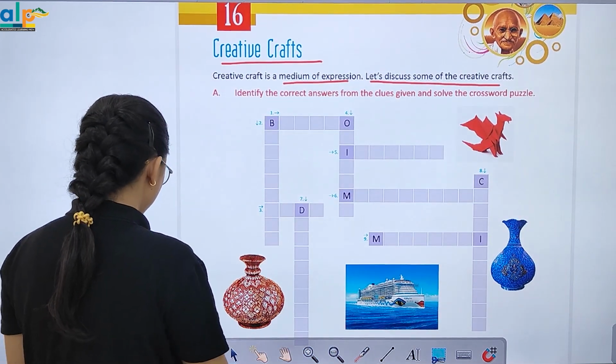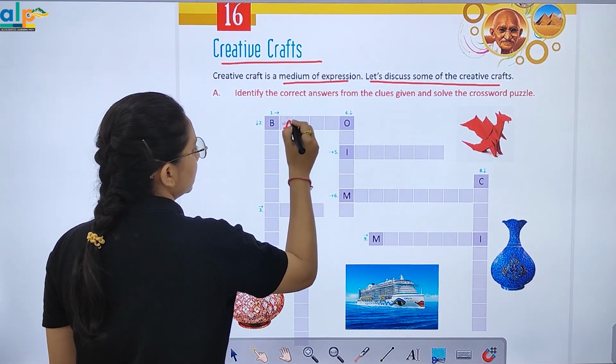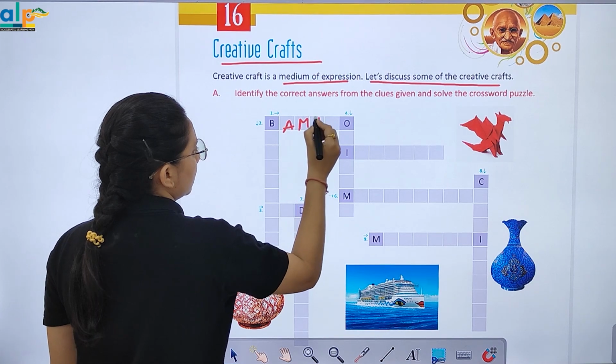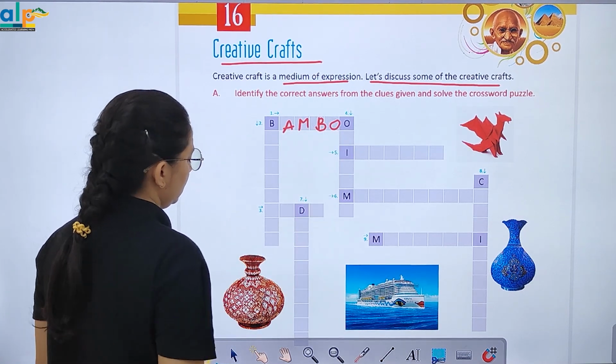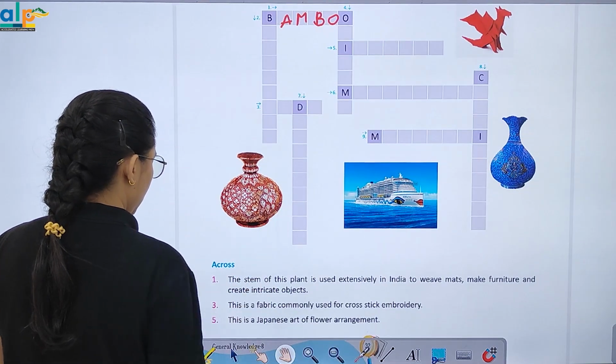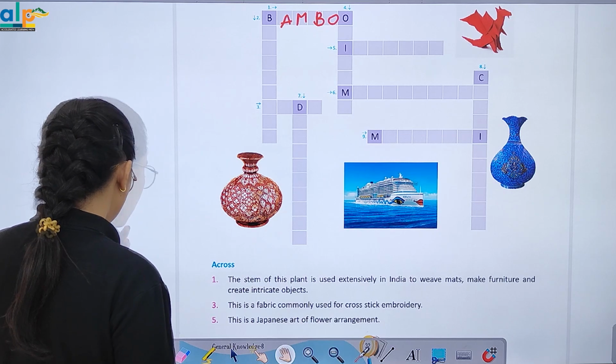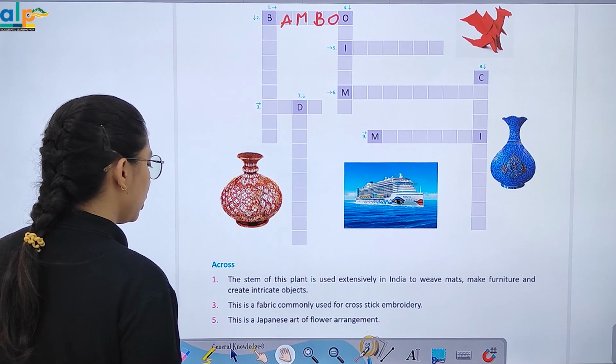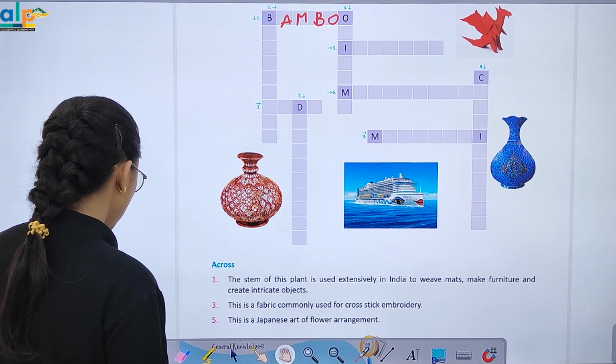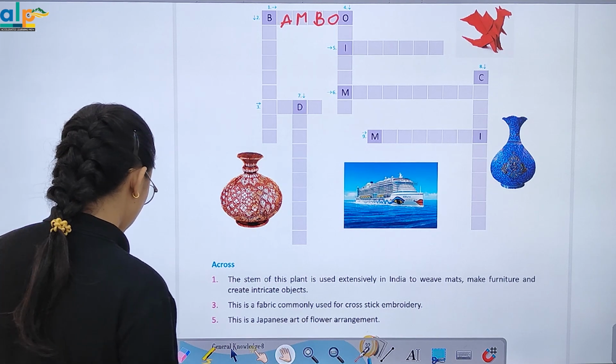क्या कहा जाता है इसको? Bamboo. Now third one, this is a fabric. This is a fabric commonly used for cross stitch embroidery. What we call it? It is your Aida.